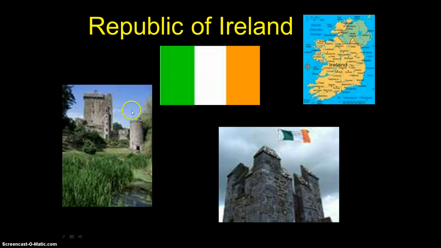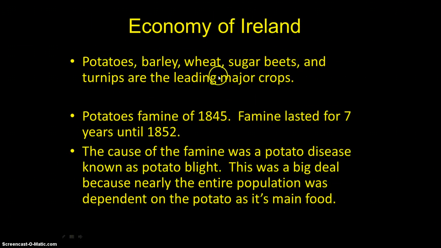Now we're moving on to the Republic of Ireland. The economy of Ireland is mostly potatoes, barley, wheat, sugar beets, and turnips. Those are the main leading crops.